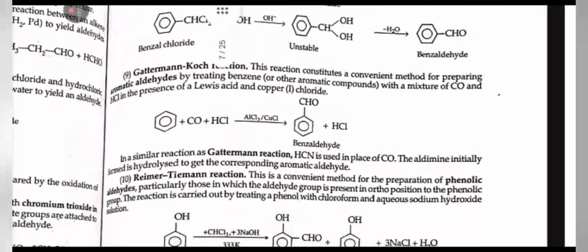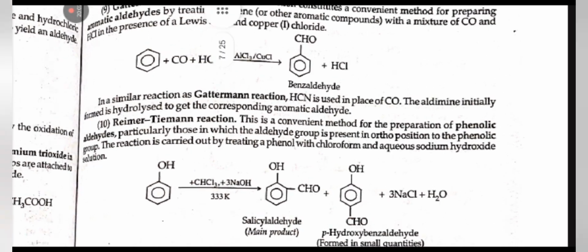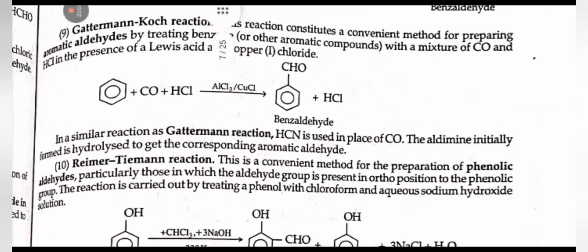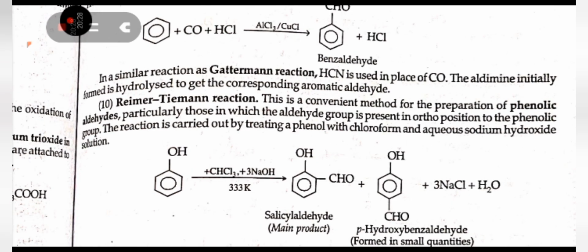Gattermann-Koch reaction. The reaction is a convenient method for preparing aromatic aldehyde by treating benzene with a mixture of CO and HCl in the presence of a Lewis acid and copper chloride. Benzene plus CO plus HCl will give benzaldehyde plus HCl. In a similar reaction, the Gattermann reaction, HCN is used in place of CO. The aldimine initially formed is hydrolyzed to get the corresponding aromatic aldehyde.